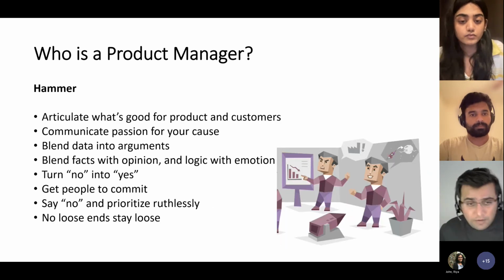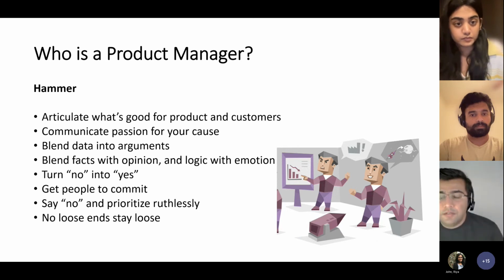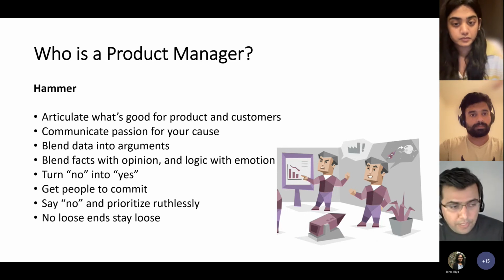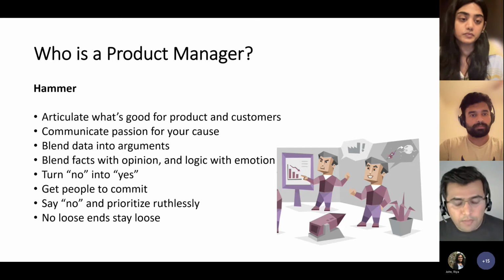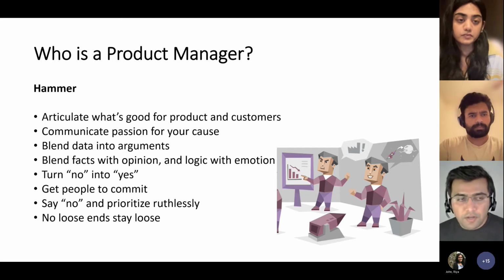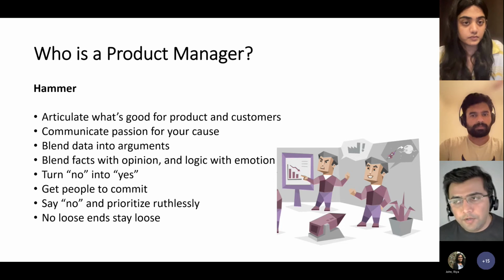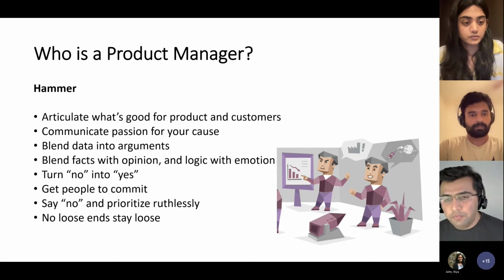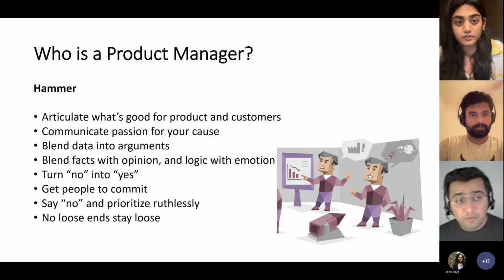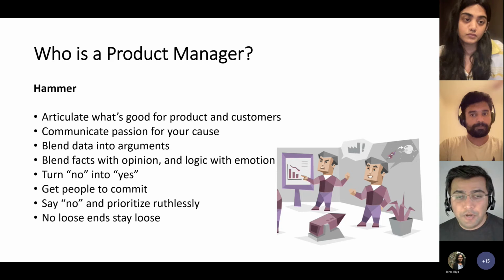Next one is hammer. Now, this is sometimes the most difficult to acquire as a brand new product manager, but as you grow in your career, this becomes much more natural and intuitive, right? You want to be able to turn no into yes. You want to also be able to say no very respectfully and drive the product in the direction you really want it to go. You really want to blend data into your arguments. You want to blend facts with opinions, logic with emotion, as I'm saying on the deck.